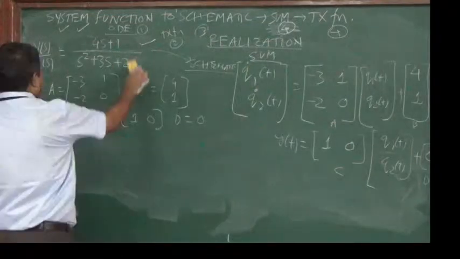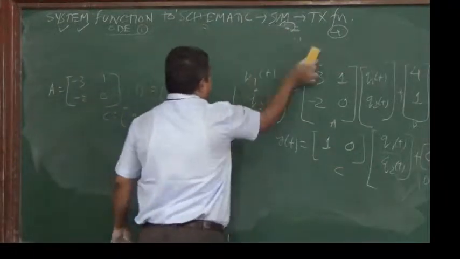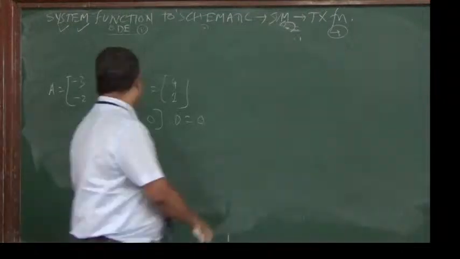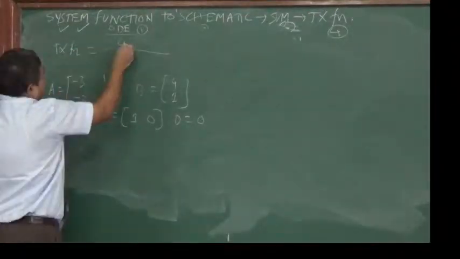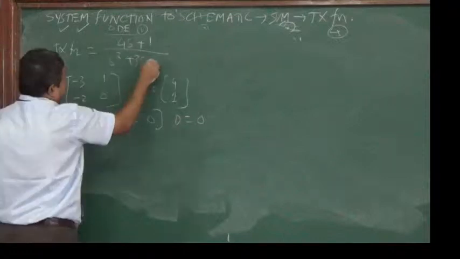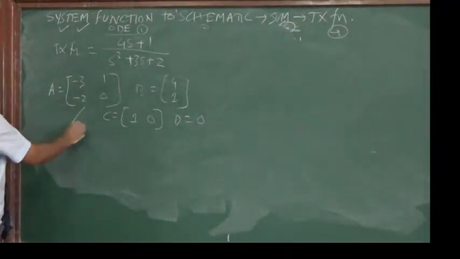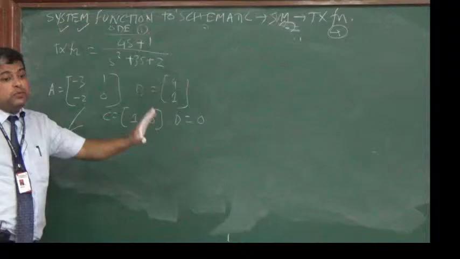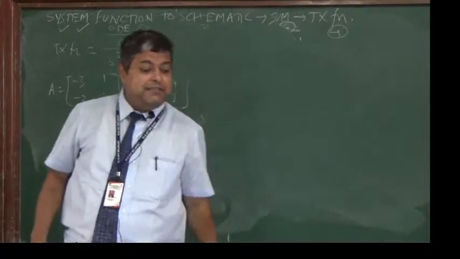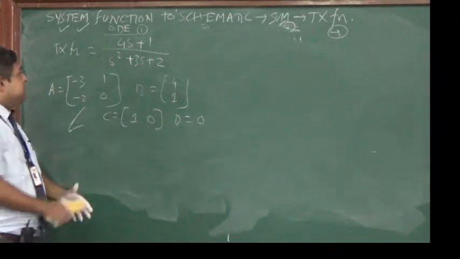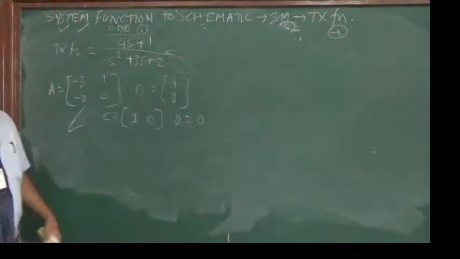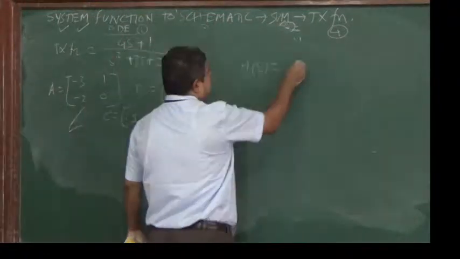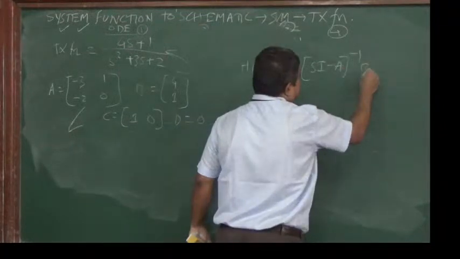If this is the state variable model given, can we get the same transfer function? So we have to come back again to the same point to complete the loop. The transfer function is (4s plus 1) over (s squared plus 3s plus 2). Does this give us the same transfer function? If it does, that means whatever formulation we have done is exactly correct. So let us have a cross check, whether this ABCD matrix gives me the same transfer function or not. What is the formula? H(s), the transfer function, equals C times (sI minus A) inverse times B plus D.